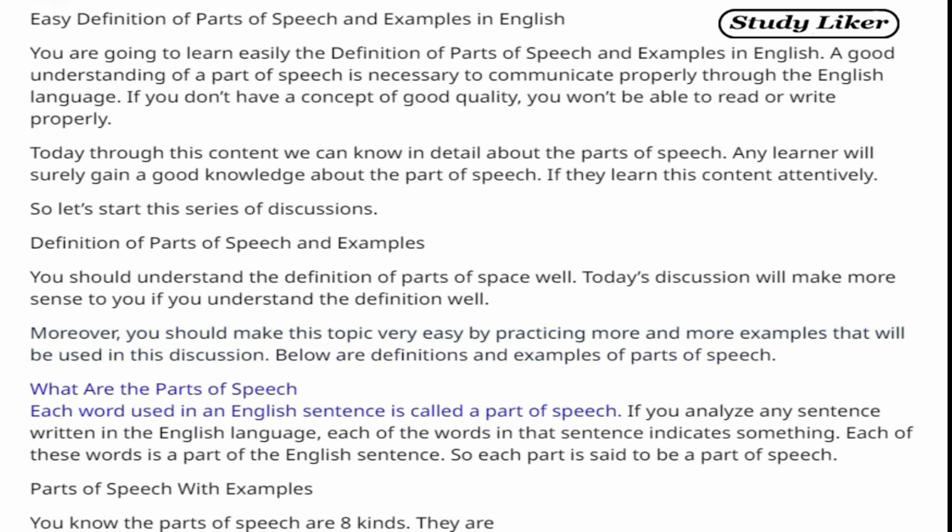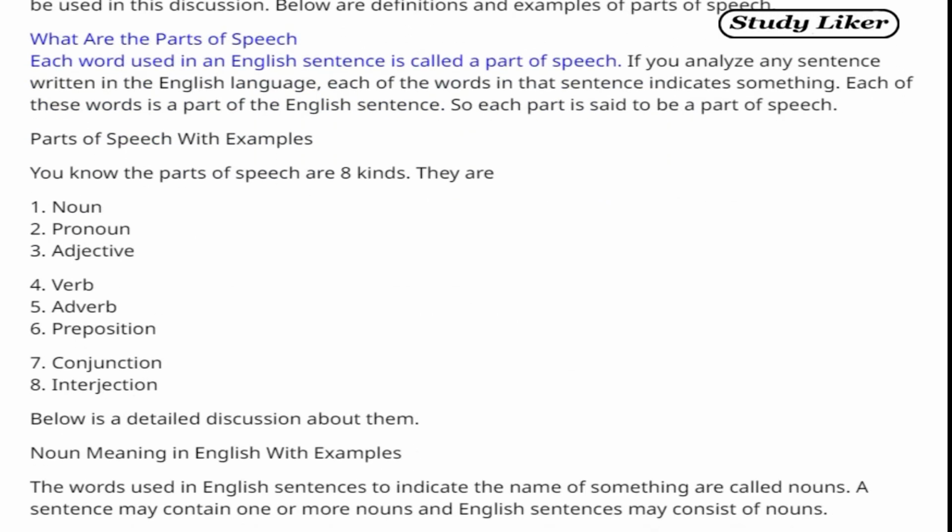What are the parts of speech? Each word used in an English sentence is called a part of speech. If you analyze any sentence written in the English language, each of the words in that sentence indicates something. Each of these words is a part of the English sentence. So each part is said to be a part of speech.